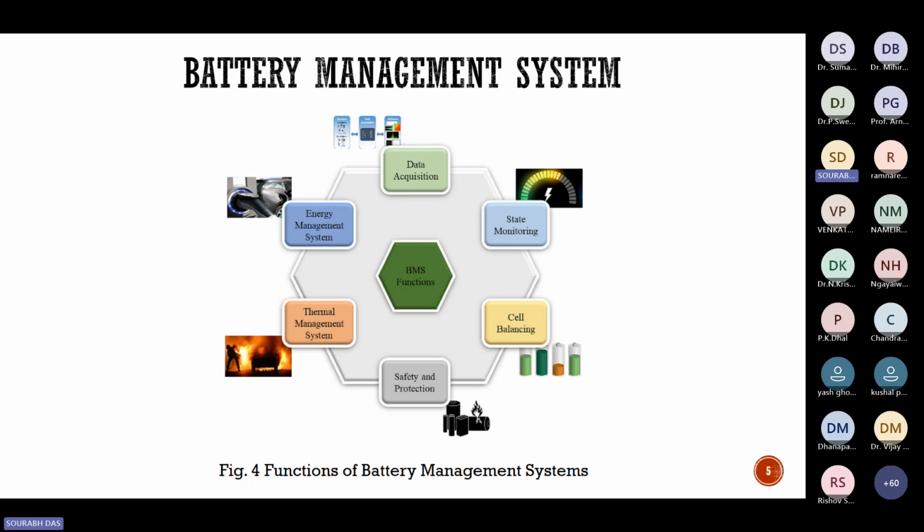What we have seen for the Ola Electric scooty also, there was some problem in the battery management system. So there was a thermal runaway of the scooty.